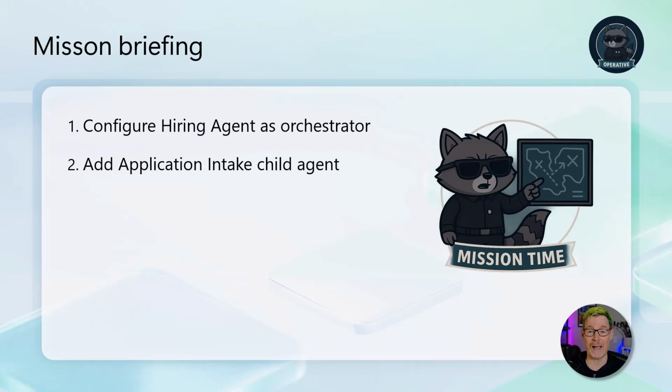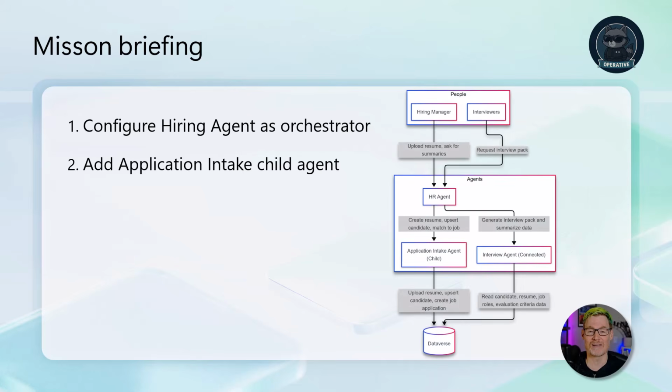The first is the application intake agent. Built as a child agent, its job is to extract structured data from resumes and store candidate information in Dataverse. It even handles duplicate detection by matching on email addresses. Because it's closely tied to the hiring agent's workflow and owned by the same team, it's an ideal child agent.